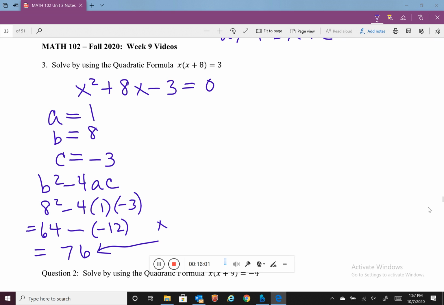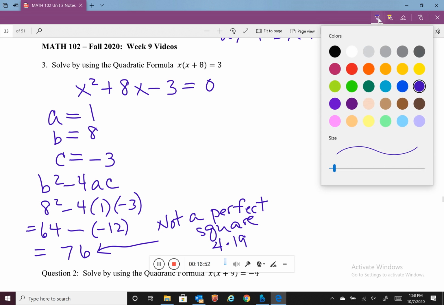And I'd like you to notice that this is not a perfect square, nor is it prime though. But if we try to find the factors of 76 besides 1 and 76, so if we take 76 and we divide it by 2, we get 38. We divide that by 2, we get 19. And so that means 76 is actually 4 times 19. And so even though 76 is not a perfect square, it contains a perfect square. So that will have implications for when we go to solve for x and simplify.